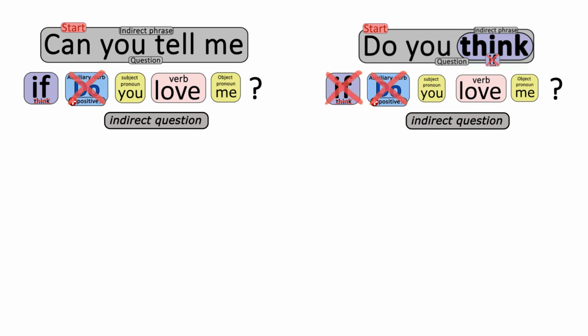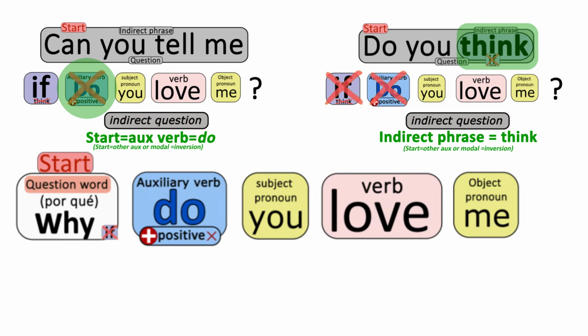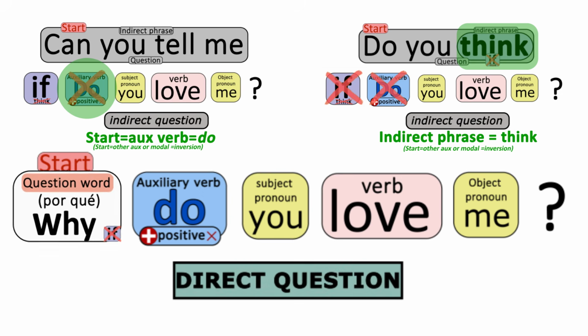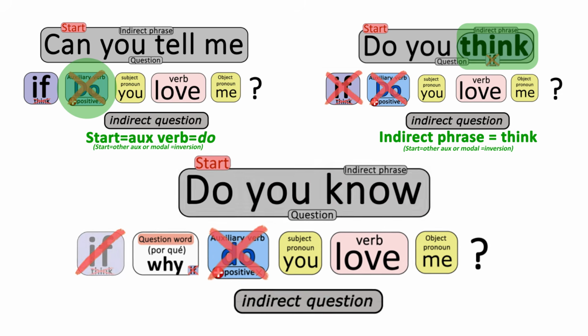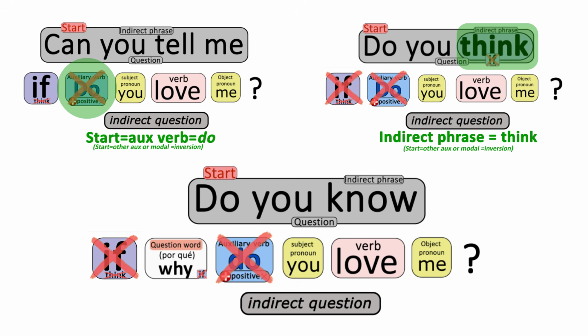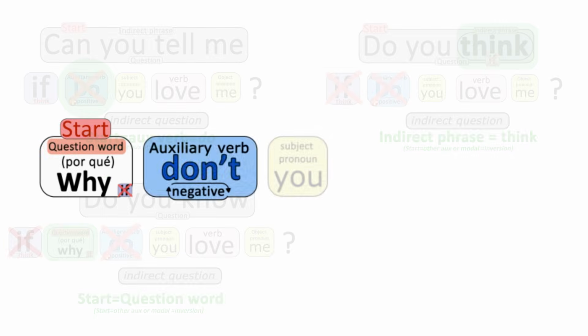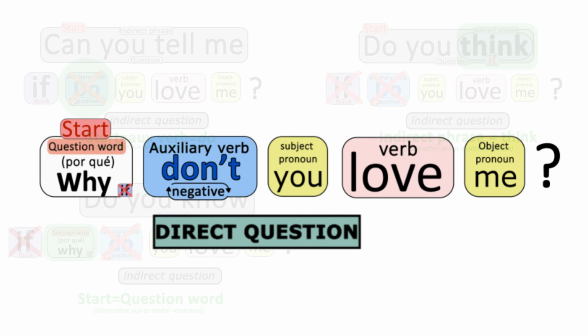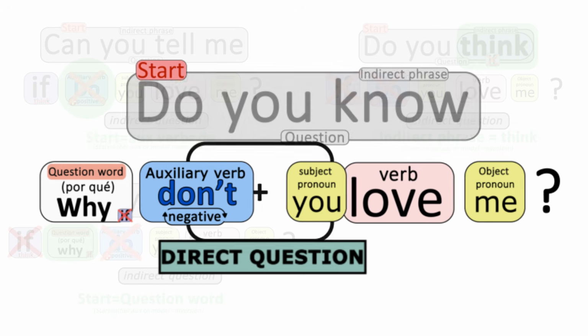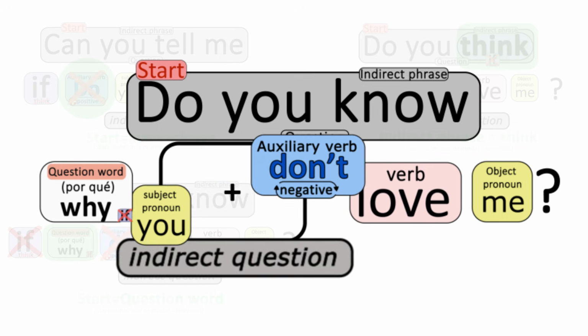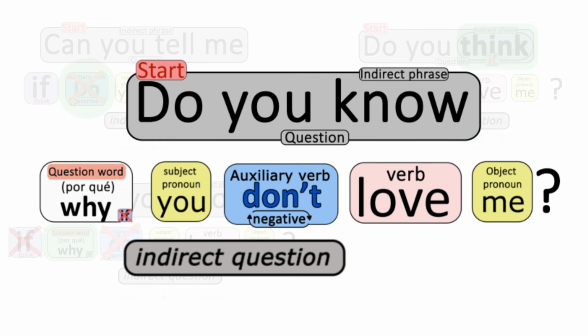Compare this with why do you love me? We have a question word at the start, so no if in the indirect version. And finally, why don't you love me? Don't is negative, so we invert the auxiliary verb and the subject to go from a direct question to an indirect question.